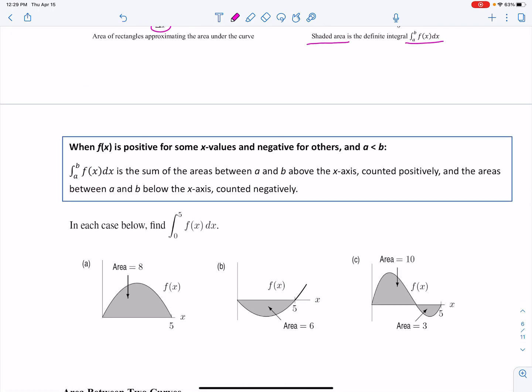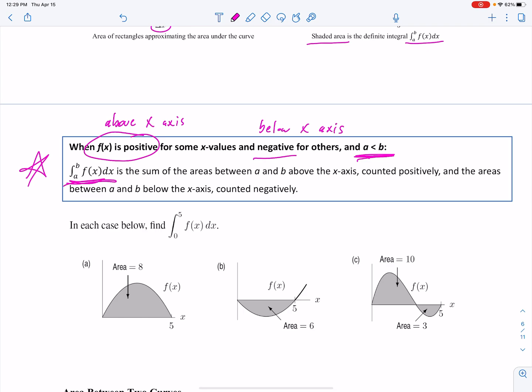All right. So here, this is important as well. When f of x is positive, again, that just means your curve is above the x-axis, for some x values, and negative for others. Okay, so negative means under the x-axis. So again, f of x is positive above the x-axis and negative below the x-axis. Okay, that's very important. And again, a is less than b, which again means a is on the left and b is on the right on the x-axis.